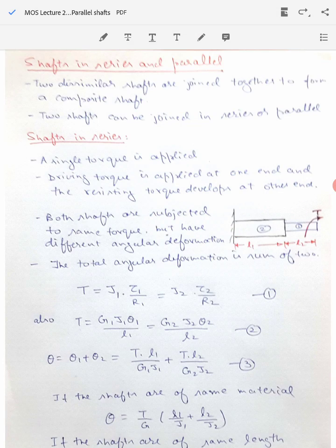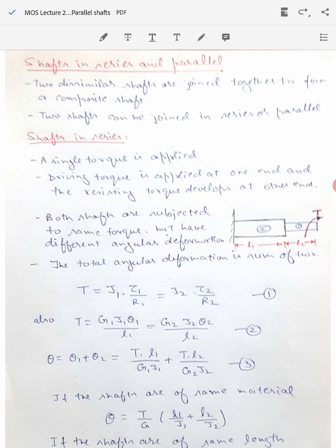Now we know our relation that T by J is equal to tau by R is equal to G theta by L. So we will utilize that relation here. So T will be equal to, if we apply it for the first shaft, because T is same for the first and second shaft, T will be equal to J1 times tau 1 divided by R1. T by J is equal to tau by R. So T is equal to J1 dot tau 1 divided by R1, where tau 1 is the permissible shear stress value for the shaft 1.